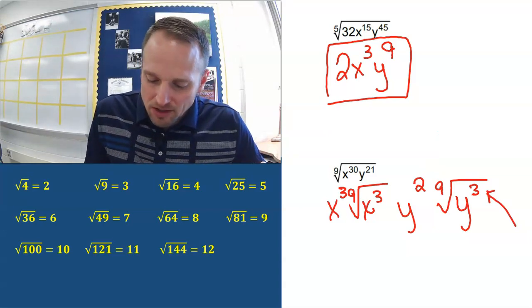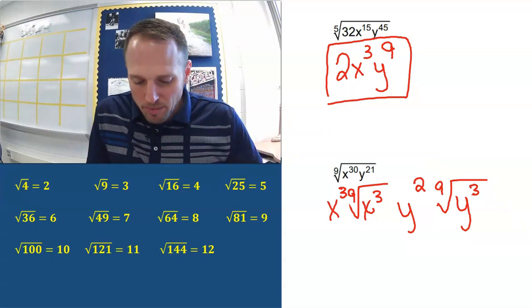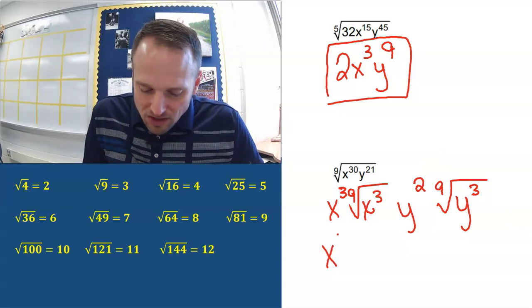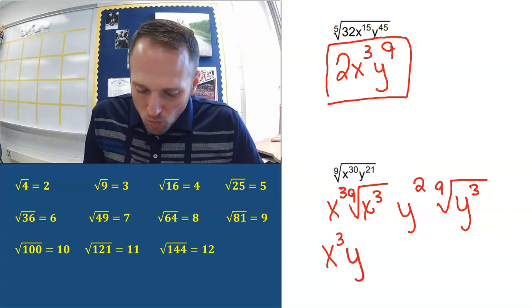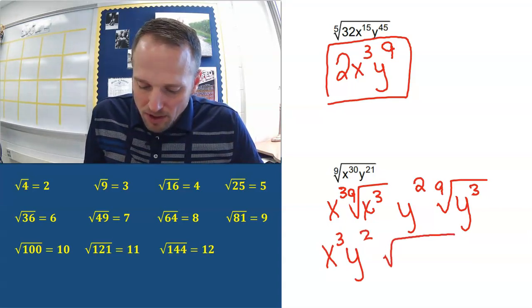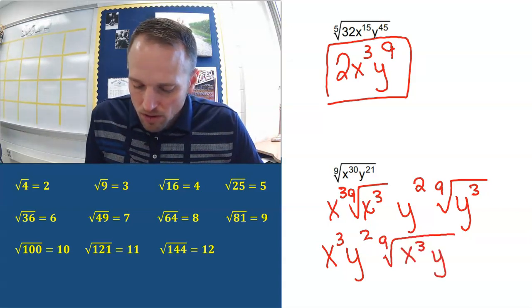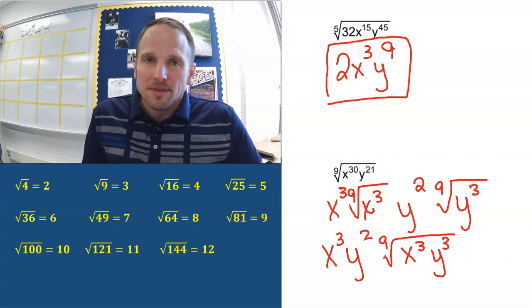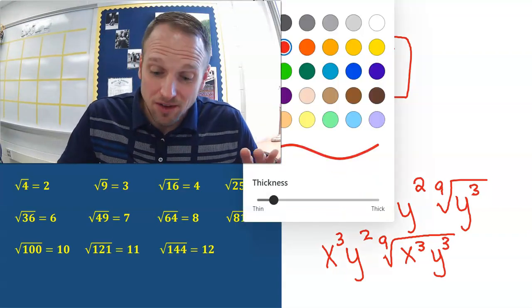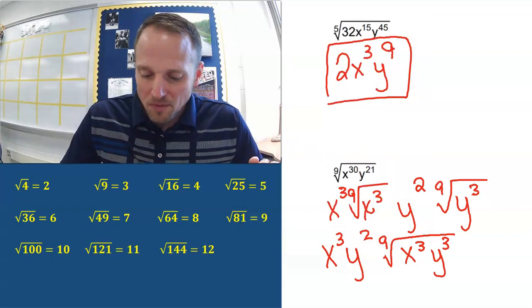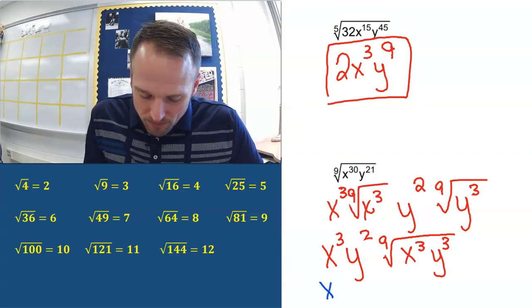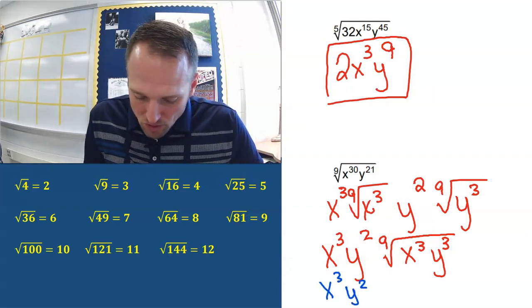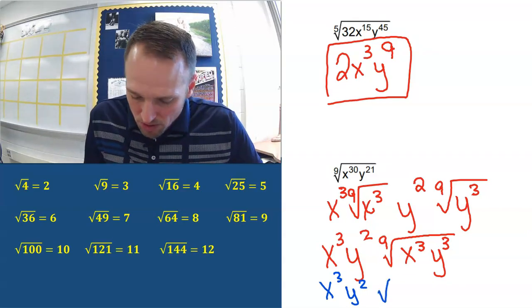Now let's go ahead and simplify this so that we have all the radicals at the back. So we would have x to the 3rd, y squared, times the 9th root of x to the 3rd, y to the 3rd. Now, if you want to leave it here, I'm totally fine with this. If you want to get kind of crazy, let me just show you one thing. Let me show you how we could simplify this answer a little bit more.